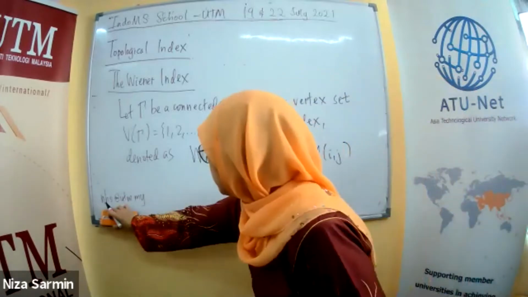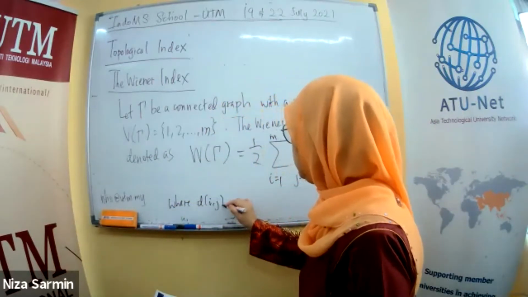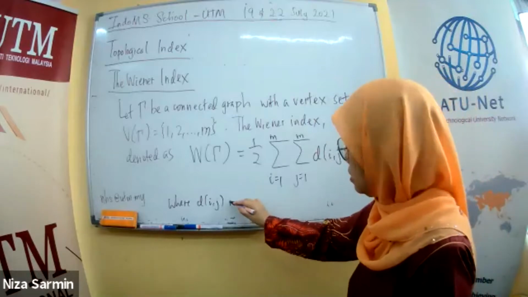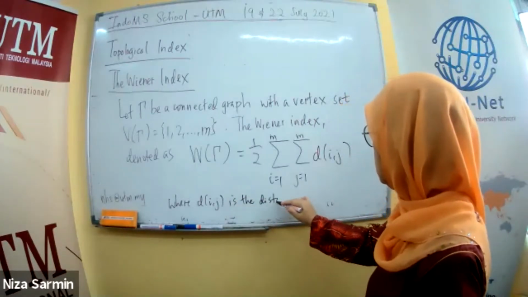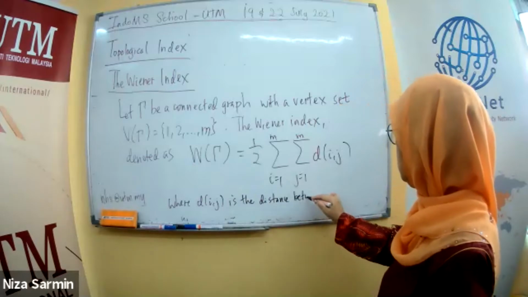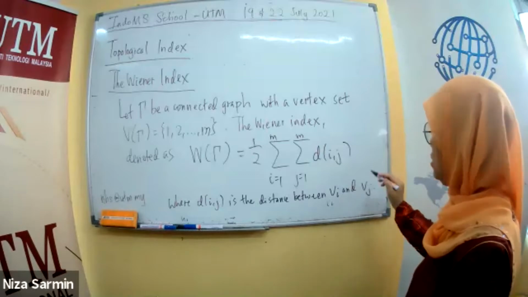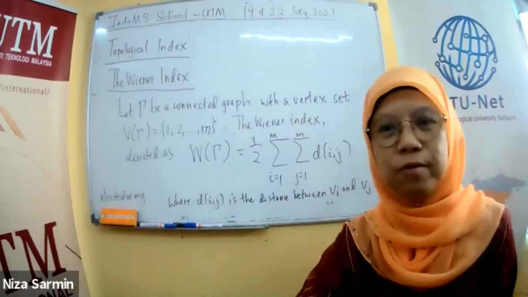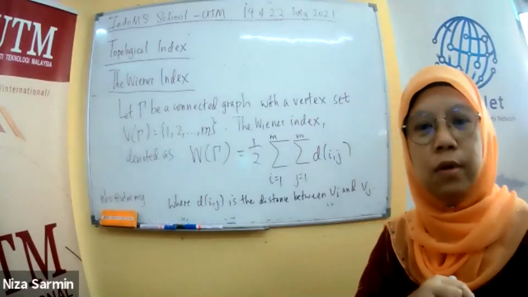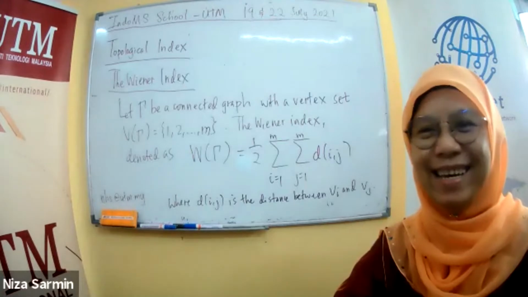Where d_ij is the distance between v_i and v_j. Let me check myself from the speaker view to make sure I can see my writing.